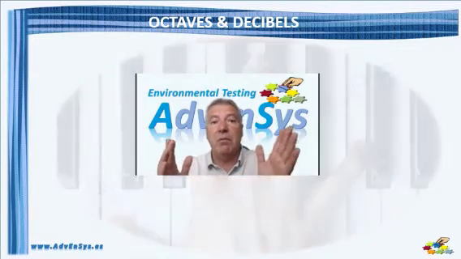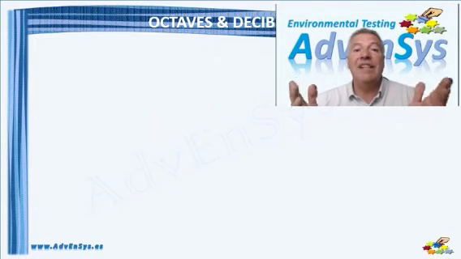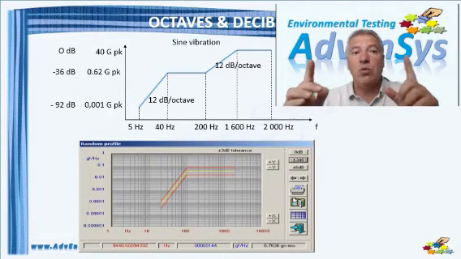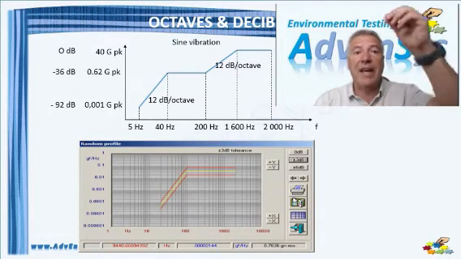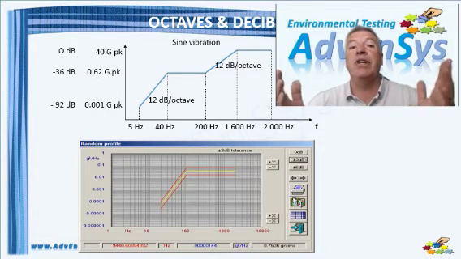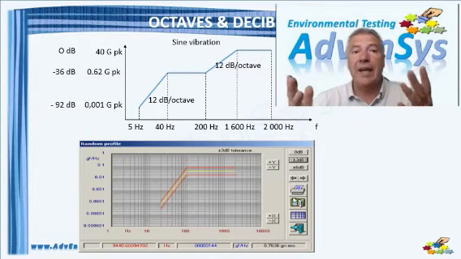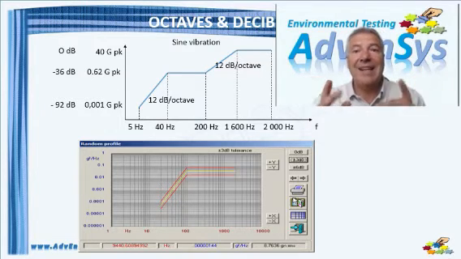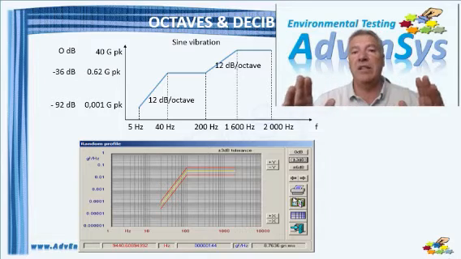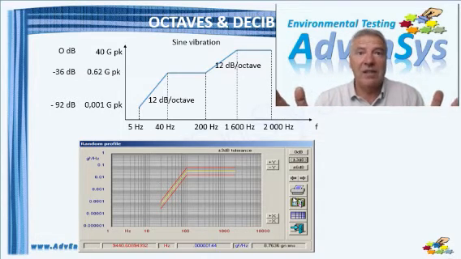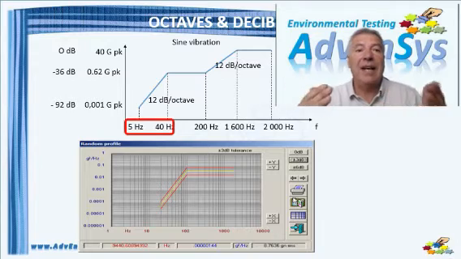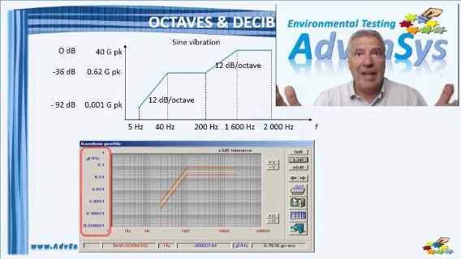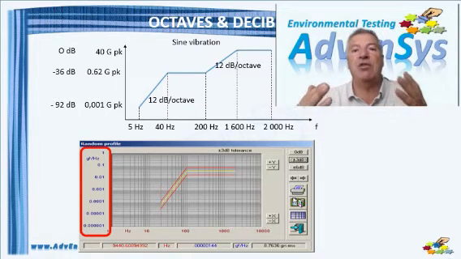When we receive a profile from a standard, we can get graphs like these two examples of a sine and a random profile. In the horizontal axis, we always have frequency, and in the vertical axis, we can see the corresponding unit, Gs in sine, or G squared per hertz in random. First thing we realize is that axis values are not equi-spaced, and we have similar axis distances between 5 and 40 Hz than between 200 and 1600 Hz. We also see that in the vertical axis, the figure seems to be increasing in factors of 10.